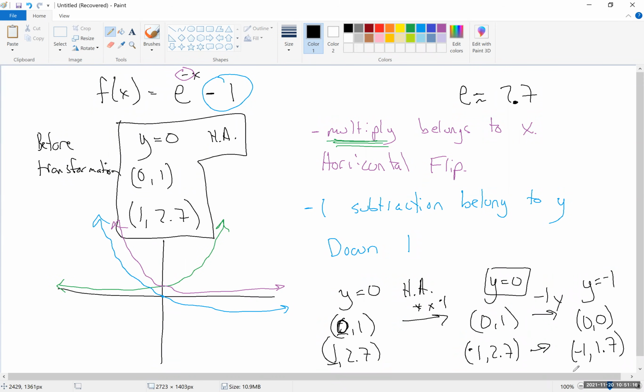So what we could do if we wanted to is graph this and look at our graph. We have a horizontal asymptote at y equals -1. We have the point 0, 0 on our graph. That's right here. And we have the point -1, 1.7. That is also on our graph. Okay. So if you prefer to do things algebraically, they make a little bit more sense. You can do that and then use the points to graph.